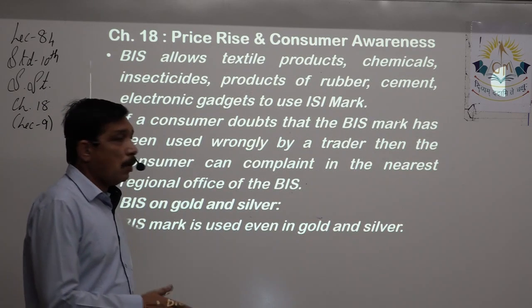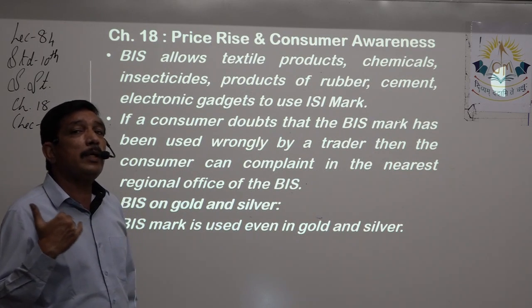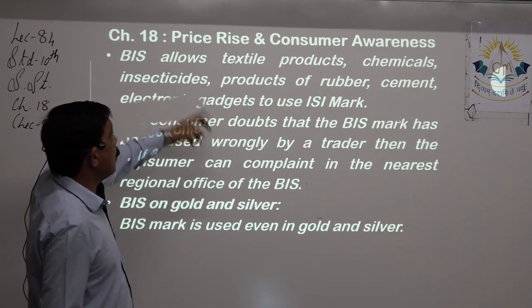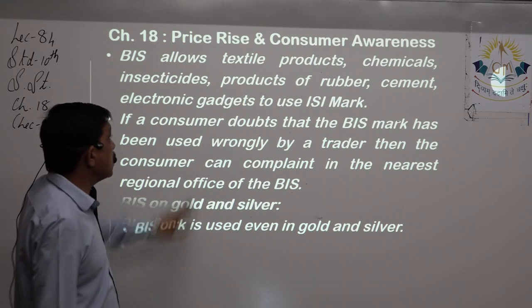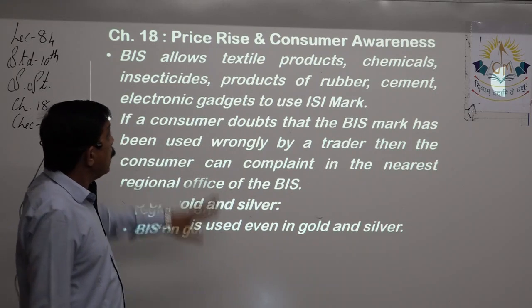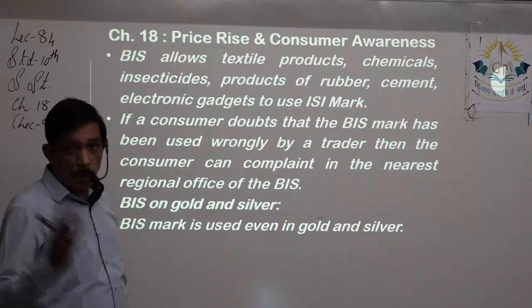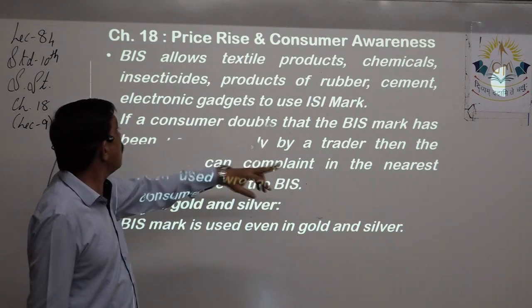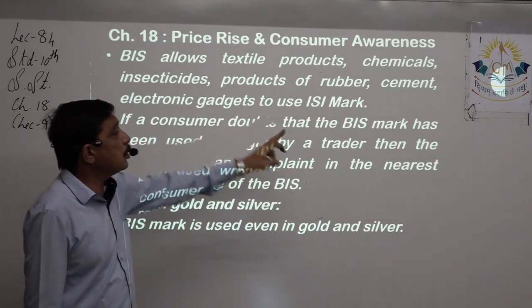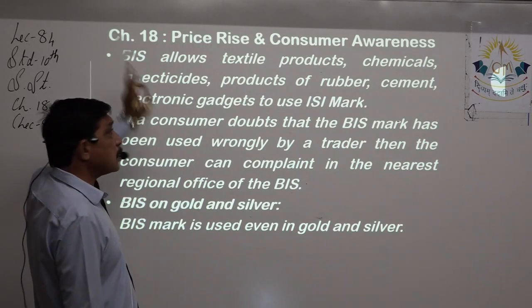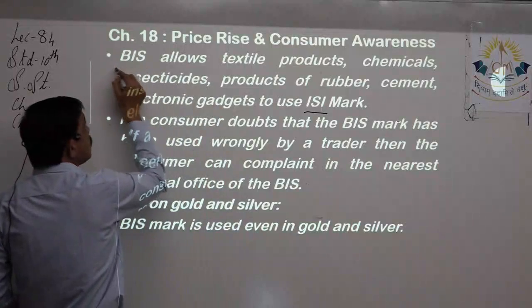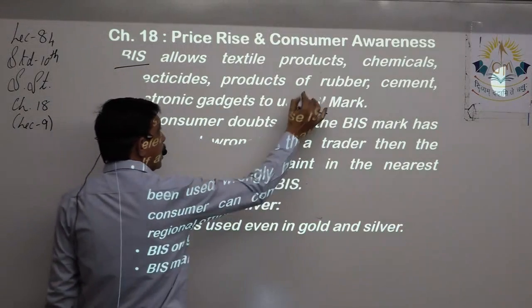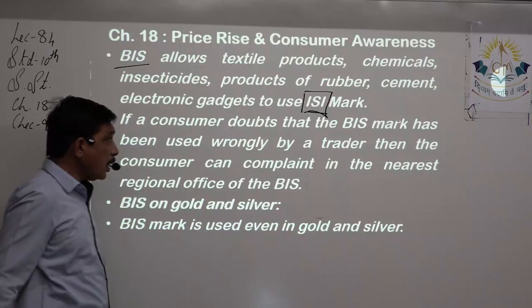Now BIS, who can use BIS? BIS allows these products to use the Bureau of Indian Standards mark. For example, textile products, chemicals, insecticide. You got to remember all this, right? Products of rubber, cement, electronic gadgets use ISI. BIS is the institute. It allows the ISI mark. This is the institute, and it allows this mark, right?